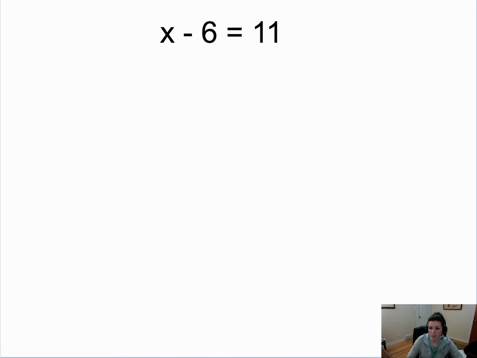Take a look at the next example here. x minus 6 equals 11. On the left-hand side we have x minus 6, on the right we have 11. We want to get x by itself. It's got a 6 with it, and it's attached with subtraction. In order to undo the subtraction, I need to add 6, but whatever I do to one side, I have to do to the other.